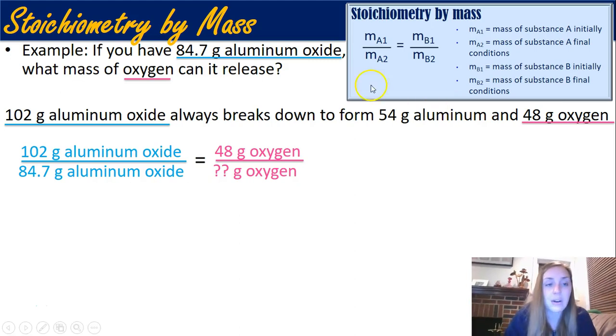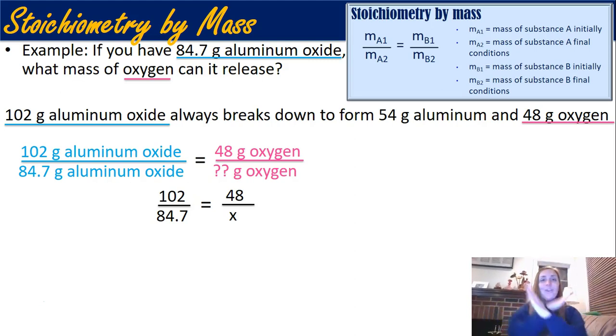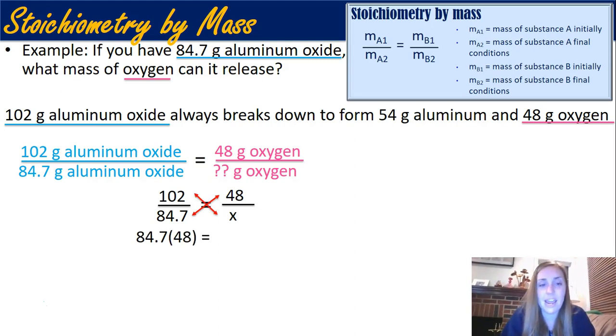Before I go any deeper into this equation though, I'm going to make it a lot easier to look at. I don't want to have any grams or any compound names when I'm doing my math. I'm going to bring that back at the end. So I have 102 divided by 84.7 equals 48 over x. Okay, so if you have two fractions set equal, cross multiply. 84.7 times 48 equals, because that's this cross right here. So cross multiply means you're multiplying them together. So you have 102 times x.